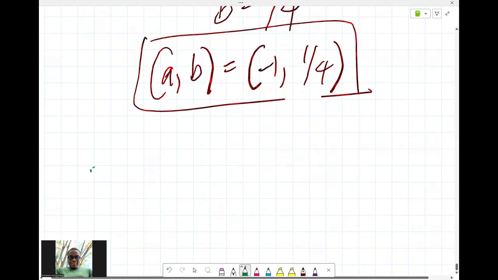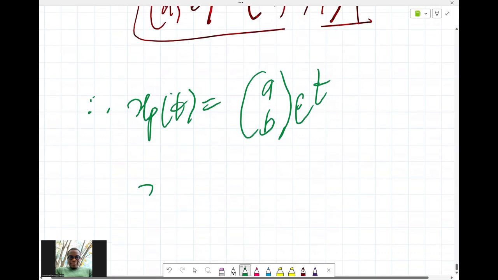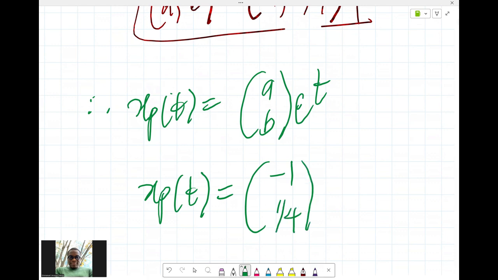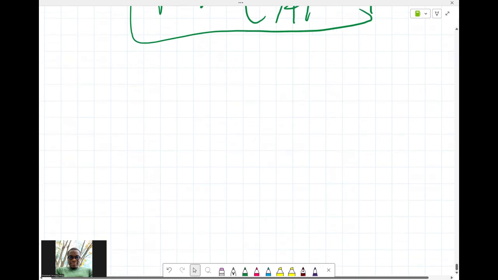So we can say, therefore, that XP of t, which was taken to be AB e raised power t, can then be said to be XP of t equals A is minus 1, B is 1 over 4, multiplied by e raised power t. So this is our XP of t.